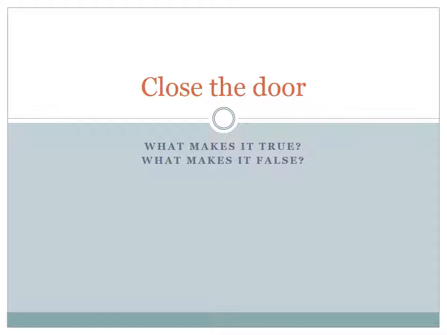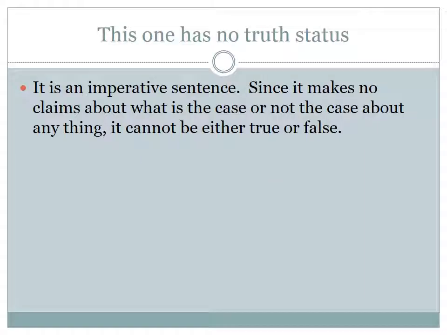Not all sentences, of course, have properties like those before. Some sentences are not either true or false. Consider this one. Sentence: close the door. It is a grammatical English sentence. Notice it's an imperative, it's a command. It has no truth status, it's neither true nor false.